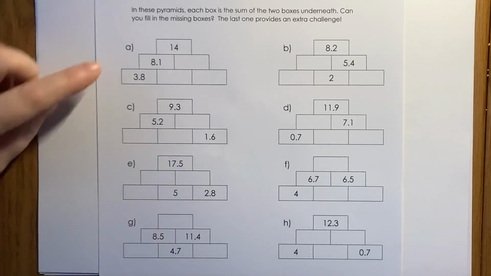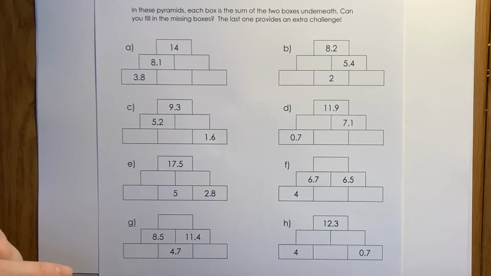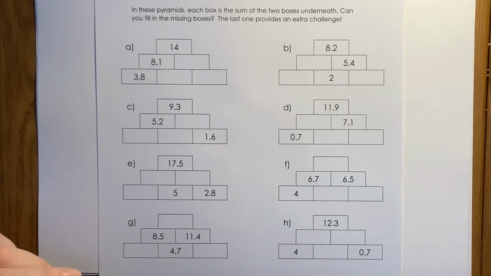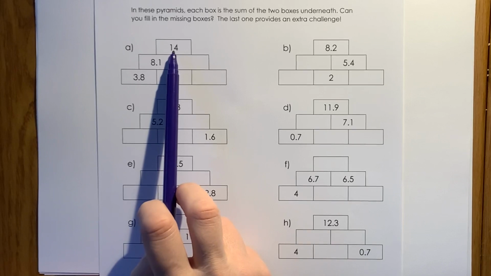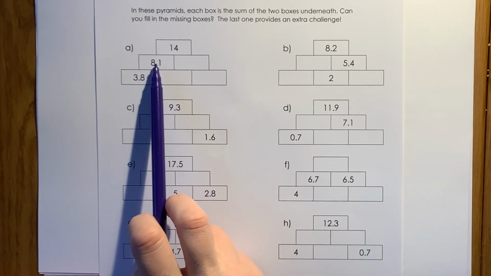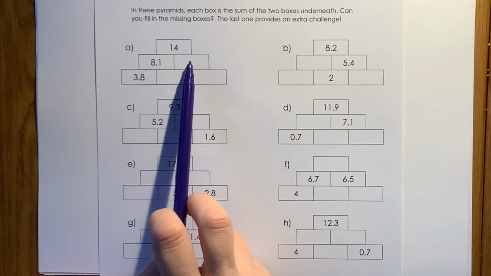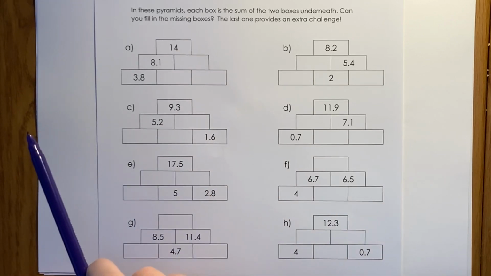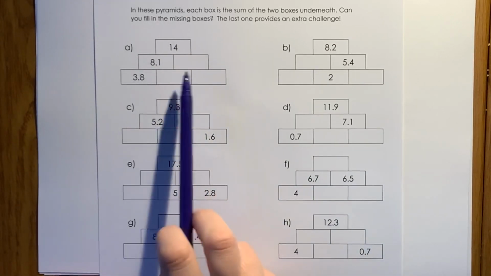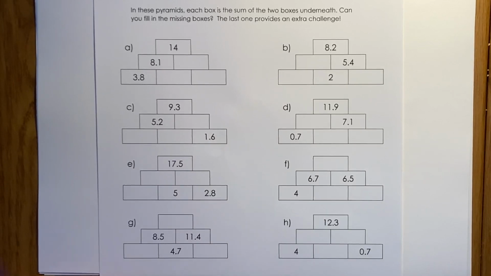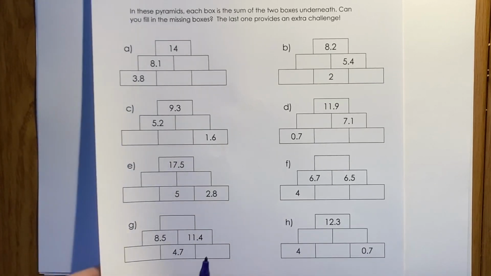So we've met these pyramids before. Each box is the sum of the 2 boxes underneath it. So for this one, 14 has got 8.1, add what makes 14. So obviously you're going to use your subtraction there to do 14 take away 8.1 and then work backwards. When you get to H, there's a little bit of an added challenge for you. So have a good go at that, but don't worry if you can't find the answer. Okay, I'll be back tomorrow with your answers.